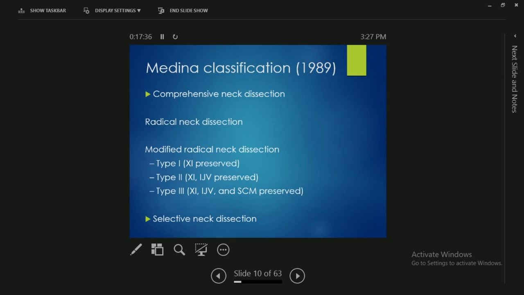Another classification was given by Medina in 1989, which divides neck dissection primarily into two types, comprehensive neck dissection and selective neck dissection. In comprehensive neck dissection, there are radical neck dissection and modified radical neck dissection. Modified radical neck dissection is further classified into types 1, 2, and 3. In type 1, the spinal accessory nerve is preserved. In type 2, the spinal accessory nerve and internal jugular vein are preserved. And in type 3, the spinal accessory nerve, internal jugular vein, and sternocleidomastoid muscle are preserved.